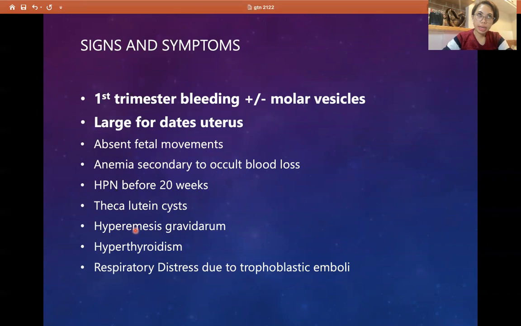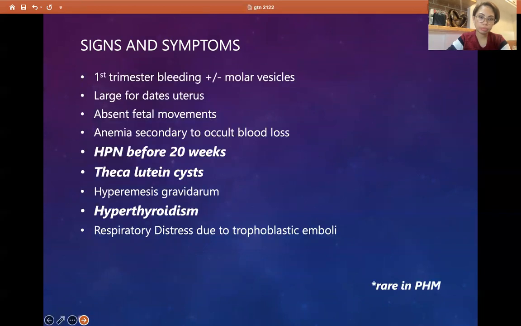And because of the excess HCG, there is stimulation of the ovaries producing theca lutein cysts. There is excessive vomiting, hyperemesis gravidarum, and hyperthyroidism. Again, as I mentioned, there is cross-reactivity of HCG to 3 other hormones, including TSH, and respiratory distress due to trophoblastic emboli. Among these signs and symptoms, I also highlighted hypertension before 20 weeks, theca lutein cyst, and hyperthyroidism as rare signs and symptoms in partial molar pregnancy.